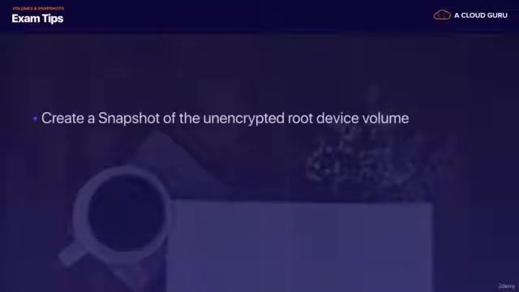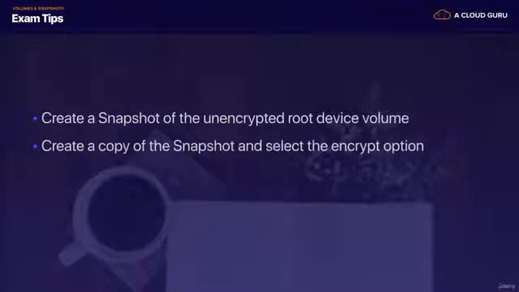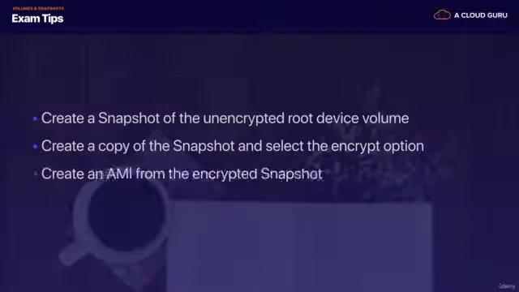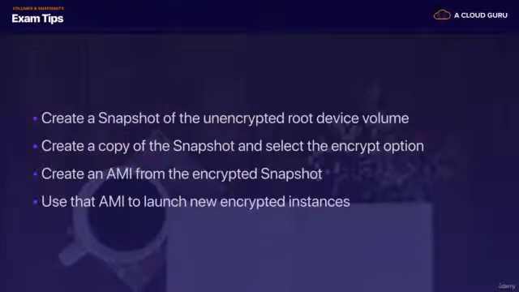If for some reason you didn't do that and you had an unencrypted root device volume, the process for making it encrypted is to create a snapshot of the unencrypted root device volume. You then need to create a copy of the snapshot and select the encrypt option. You then need to create an AMI from the encrypted snapshot, and then you use that AMI to launch new encrypted instances.